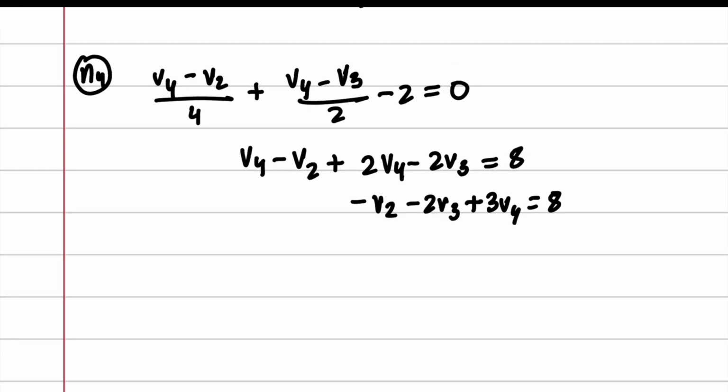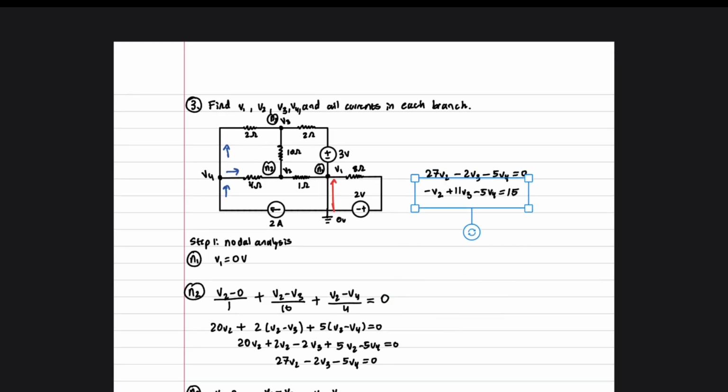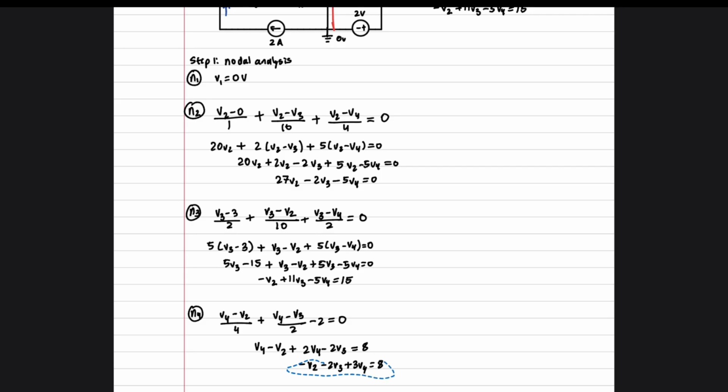And that's our last nodal equation. So let's go ahead and group our nodal equations. And notice how we got rid of V1 because it's 0. So it doesn't have to be a 4-variable system of equations. So it just makes that computation that much easier.